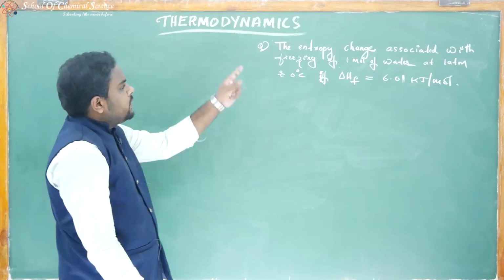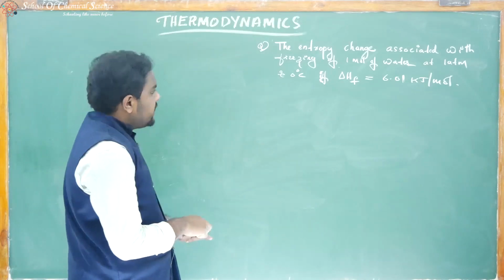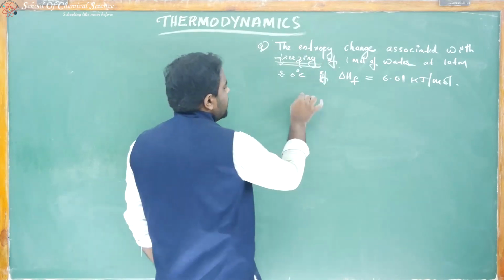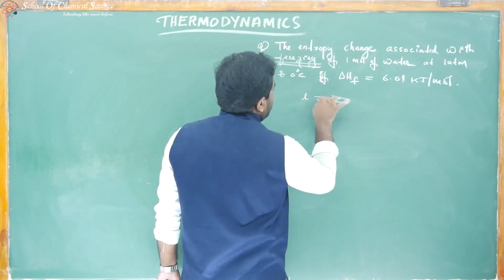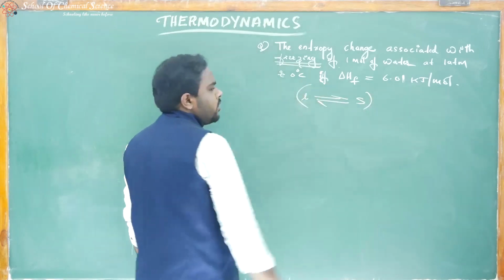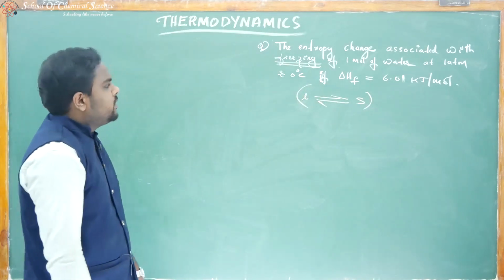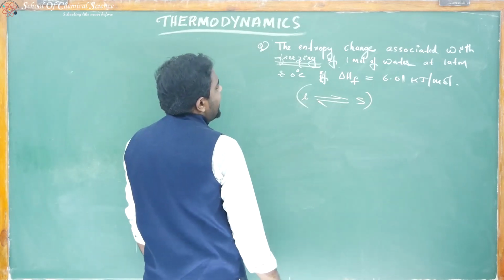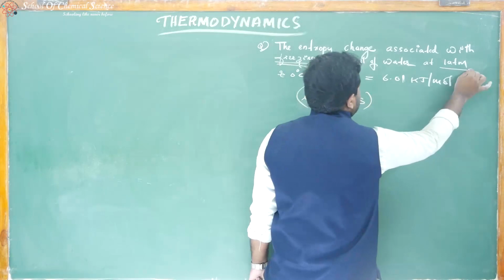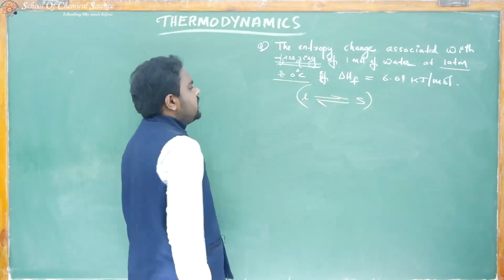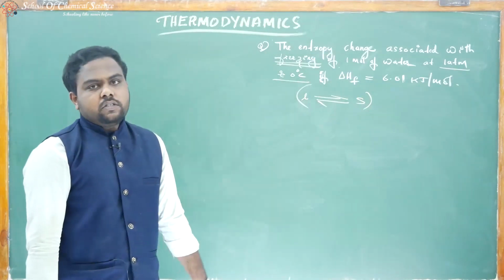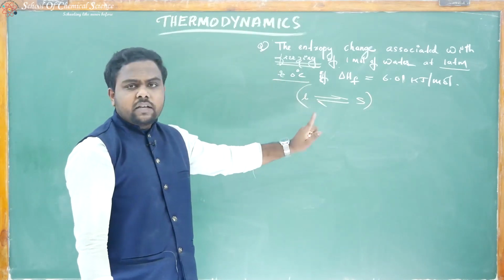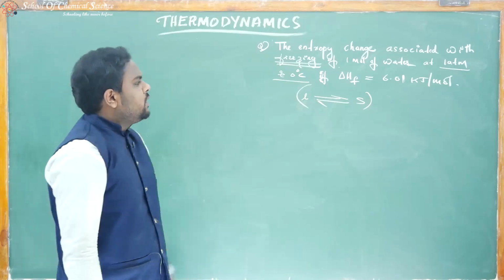Another question: the entropy change associated with freezing. Here freezing is given. What is freezing? Liquid converted into solid. This is called freezing. 1 mole of water at 1 atm and 0 degrees Celsius. So definitely it is a reversible process, because at 1 atm and 0 degrees Celsius both the liquid and the water coexist. So it's a reversible process.